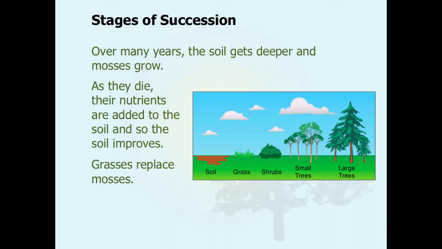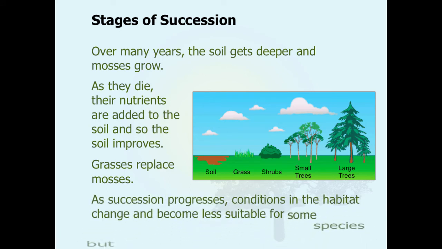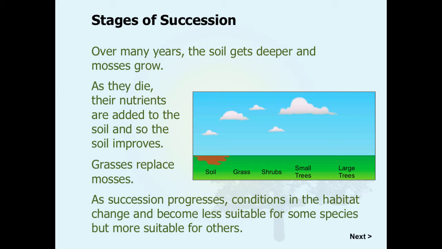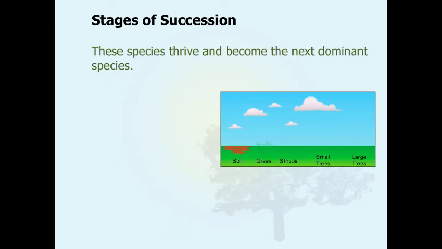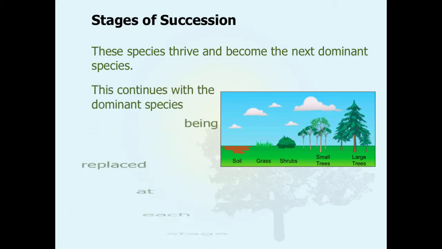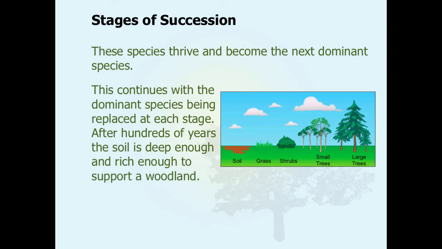So grasses will eventually replace the moss. The succession process is going to continue and the habitat will change and become less suitable for some species and more suitable for others. Once the ecosystem is established and all the plants are taking hold, then what is going to come in? Then the animals. So these species can thrive and become the next dominant species. They can continue to be the dominant species, or they could be replaced at each stage after hundreds of years, when the soil is deep enough and rich enough to support woodlands, which is large trees.